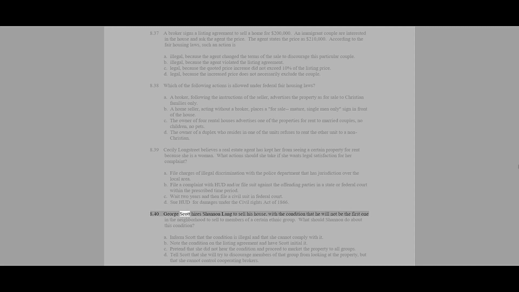8.40 George Scott hires Shannon Lang to sell his house, with the condition that he will not be the first one in the neighborhood to sell to members of a certain ethnic group. What should Shannon do about this condition? A. Inform Scott that the condition is illegal and that she cannot comply with it. B. Note the condition on the listing agreement and have Scott initial it.